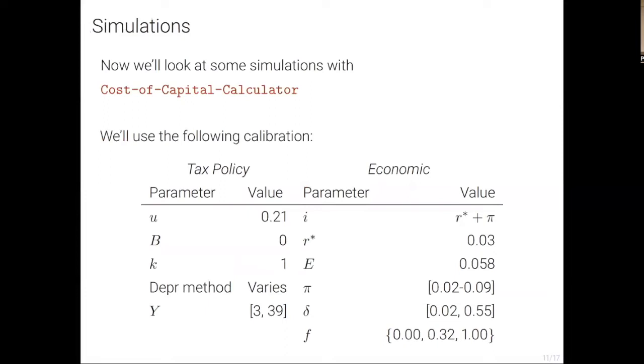I'm going to use the following calibration. So for tax policy, I'm going to more or less follow current law. We're going to have a statutory corporate income tax rate of 21%. Interest payments will be fully deductible, K equals 1. And I'm going to use current law methods of depreciation, which vary by asset, be it double declining balance or straight line depreciation, and so forth.